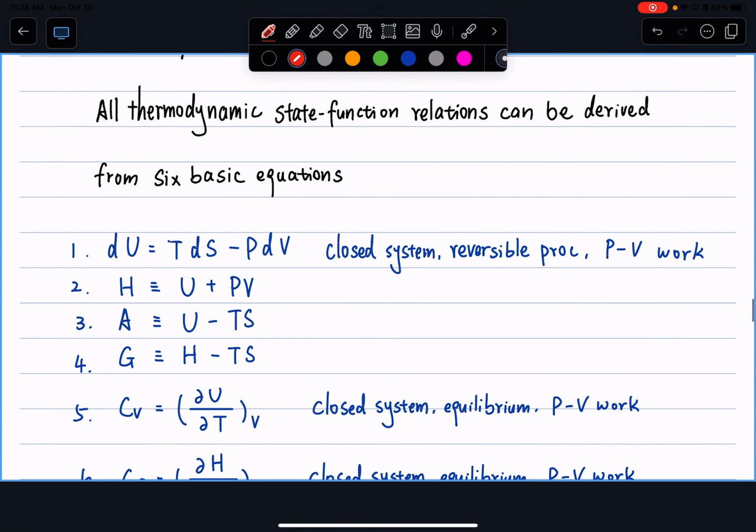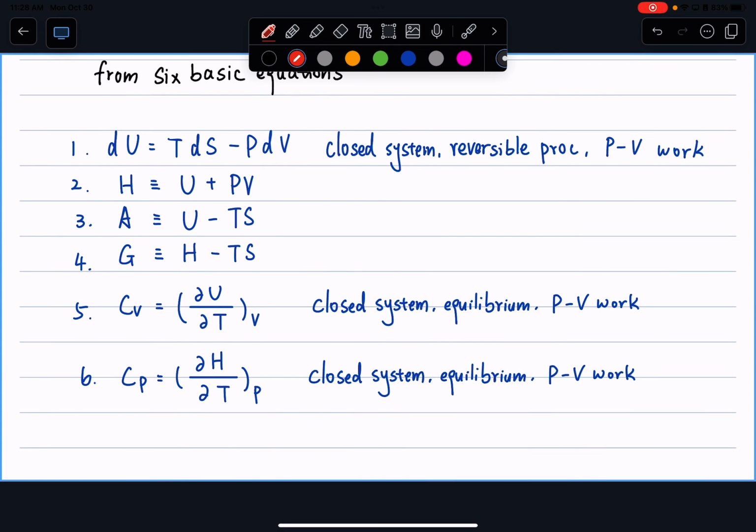The idea here is that all thermodynamic state function relationships can be derived from 6 fundamental equations. Here are the 6 fundamental equations I listed on the board. If you can only bring 6 equations to the exam, please bring these 6 equations. They are very important, and we will be using them to do all the derivations later today.